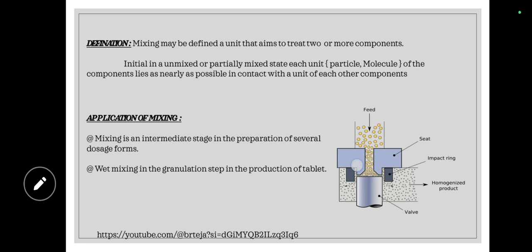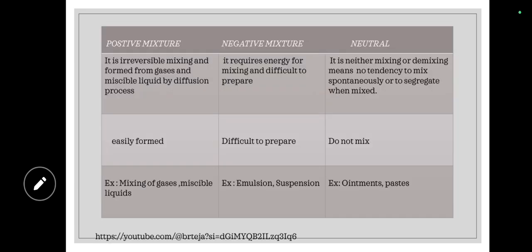Next, for dilution of potent active drugs. Next one, types of mixers. Similarly, when you prepare any tablets or capsules, you mix the substances. Types of mixing: positive mixer, negative mixer, and neutral mixer.